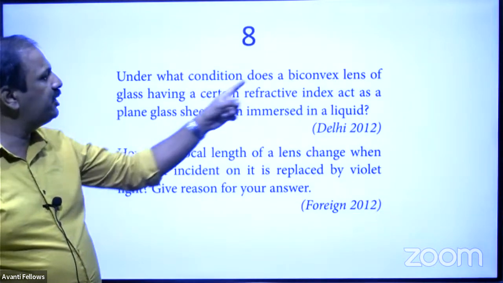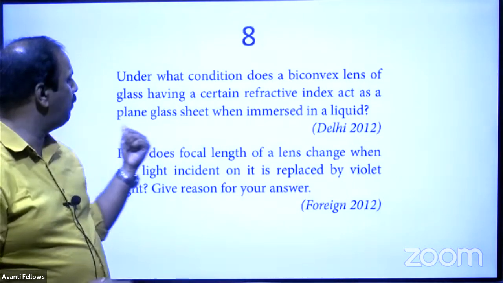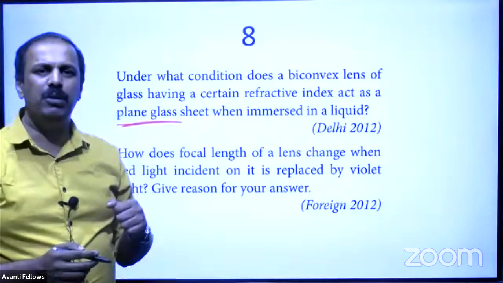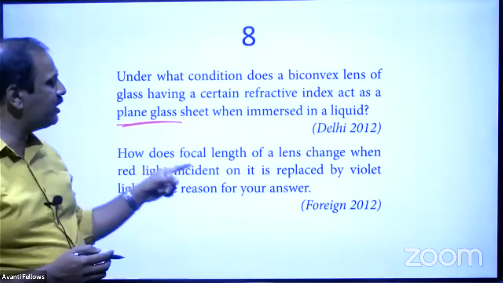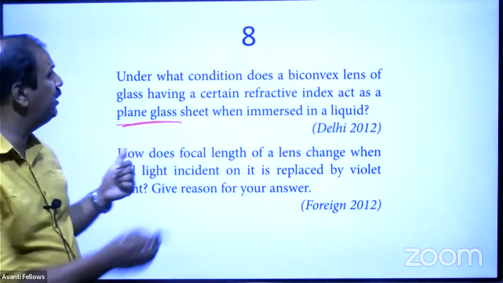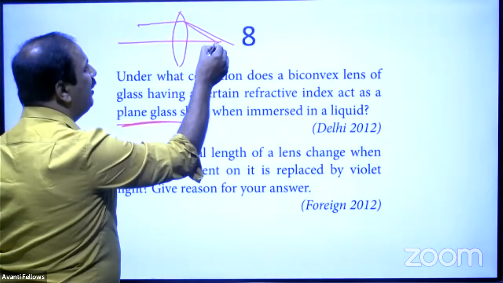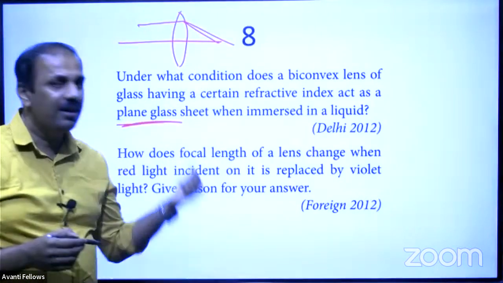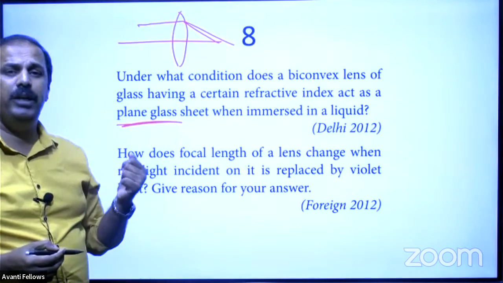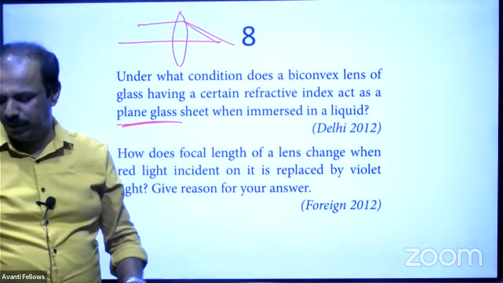See, under what condition does a biconvex lens of glass having a certain refractive index act as plain glass? That is, when immersed in a liquid, both should have the same refractive index. Just now we discussed. Then how does the focal length of a lens change when red light incident on it is replaced by violet light? That we discussed already. The red bends here, the violet will bend more. So the violet will have a lesser focal length, because whether you take concave or convex, in both cases the focal length will be different. Remember one thing, this is applicable for lenses only. In the case of a mirror, whatever the color, it won't make any difference.